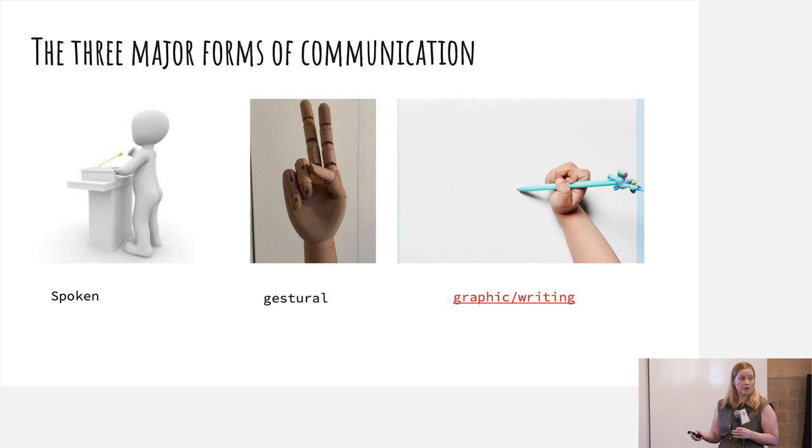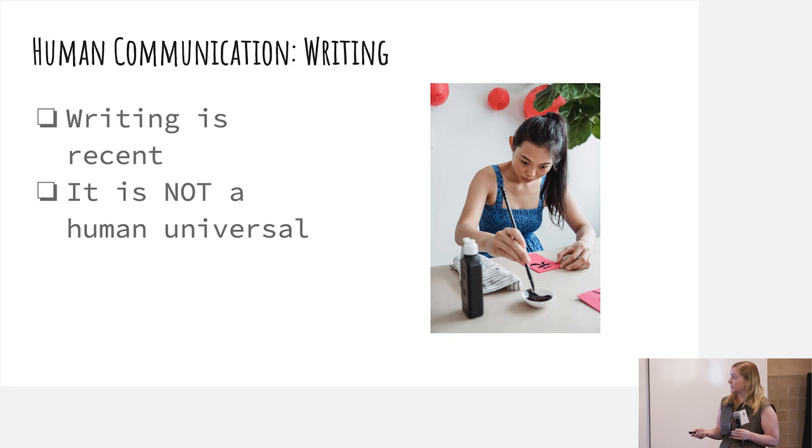This last form of communication, graphic, which sometimes evolved into writing in some cultures, is the most recent. So writing itself is a very recent thing, and it is not a human universal. Writing for a lot of cultures came by way of colonization or through missionaries. In some cultures, oral history was the most important thing, and writing was just not something that was a necessity to them, so it never developed. But that does not mean that they did not have complex cultures just like we do here.